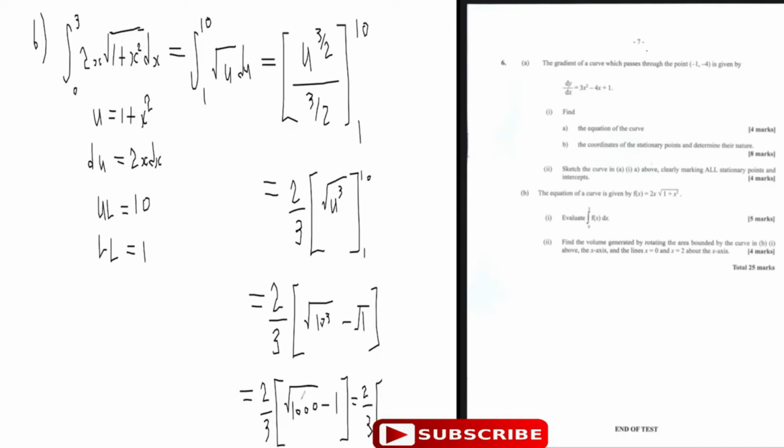1000 is really 25 times 40. And so that's 5 times the root of 40. And the square root of 40 can be broken down as 4 times 10, and the square root of that is 2 root 10. 2 times 5 is 10. So I can write it as 10 root 10. Yeah, this looks better.